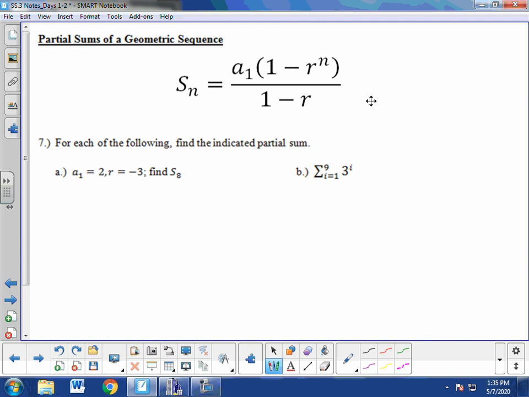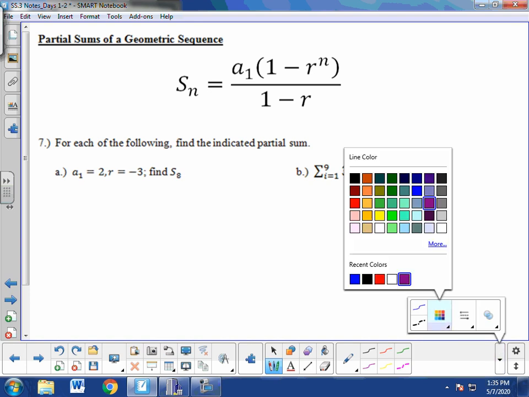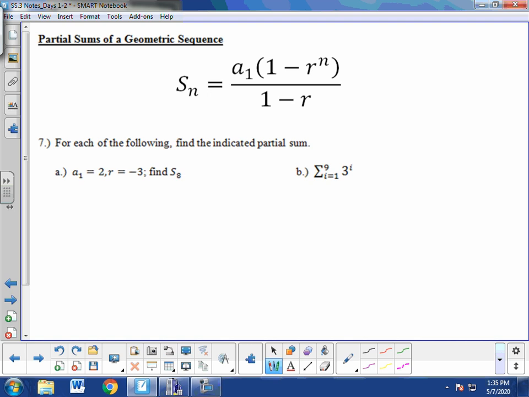So in problem number 7, it says, for each of the following, find the indicated partial sum. So we're trying to find the partial sum for terms 1 through 8 in A. So we can substitute in a sub 1 because they tell us a sub 1. It's 2. We can substitute in the ratio. So this would be 2 times the quantity 1 minus.